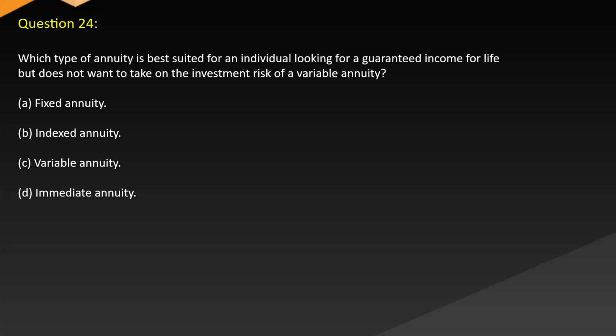investments. Question 24. Which type of annuity is best suited for an individual looking for a guaranteed income for life but does not want to take on the investment risk of a variable annuity? A. Fixed annuity. B. Indexed annuity. C. Variable annuity. D. Immediate annuity.